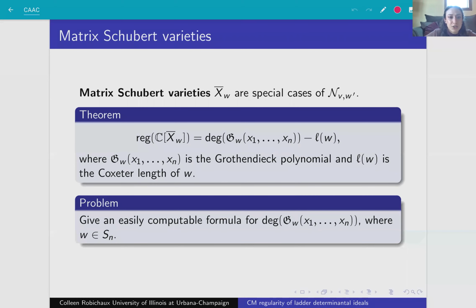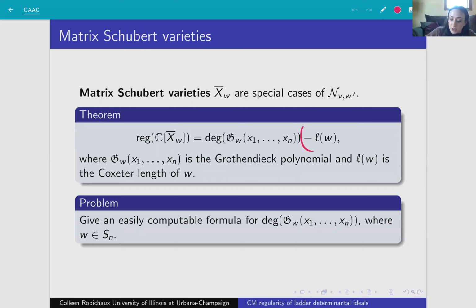And for now, I'm just going to restrict to that special case of matrix Schubert varieties inside our world of Kazhdan-Lusztig varieties. In that setting, we have that these matrix Schubert varieties are Cohen-Macaulay. In fact, all of our Kazhdan-Lusztig varieties are Cohen-Macaulay. So we can apply this theorem to hopefully get an easier way to compute these regularities. According to the theorem on the previous slide, the regularity can be computed by taking the degree of the K-polynomial and subtracting off its codimension.